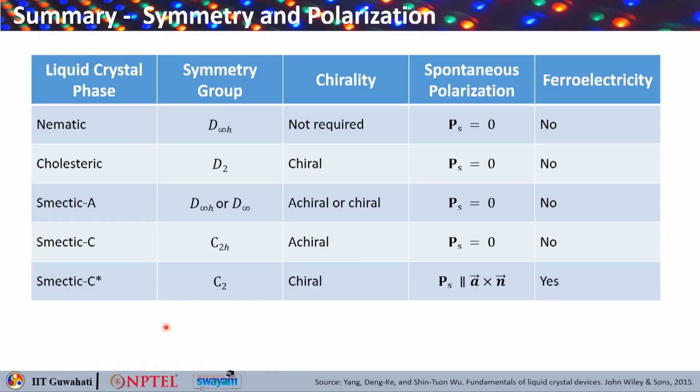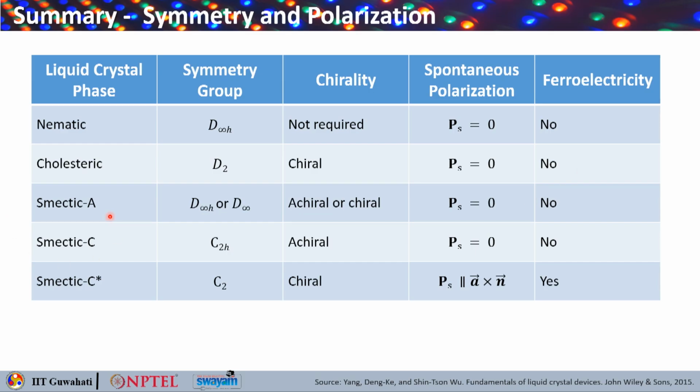So here is a summary and comparison of the symmetry and the polarization for different types of liquid crystal phase. For nematic, this is the symmetry group. Chirality is not needed, but you don't get any spontaneous polarization, so you get no ferroelectricity. Cholesteric is D2 symmetry, chirality is there, but spontaneous polarization is again 0, and so is the ferroelectricity.